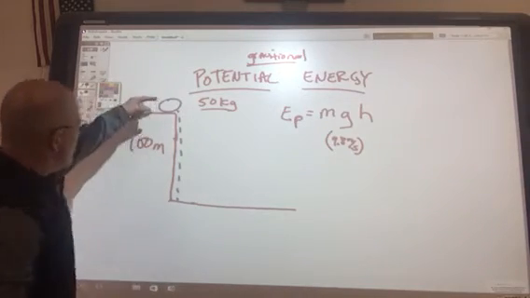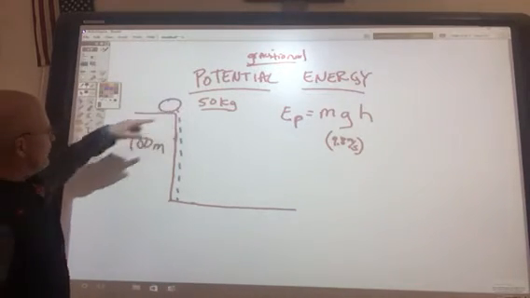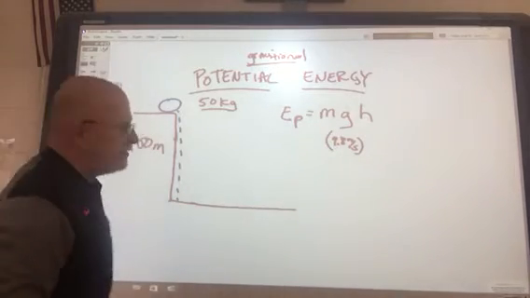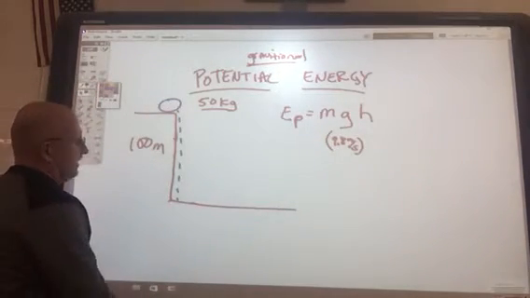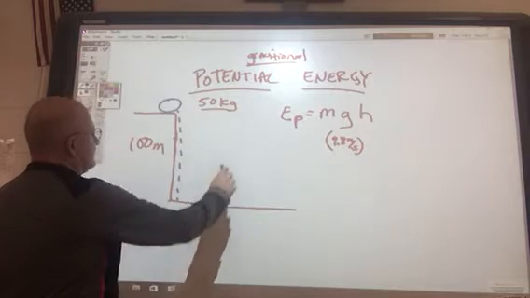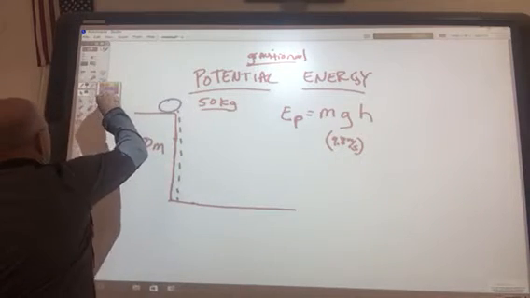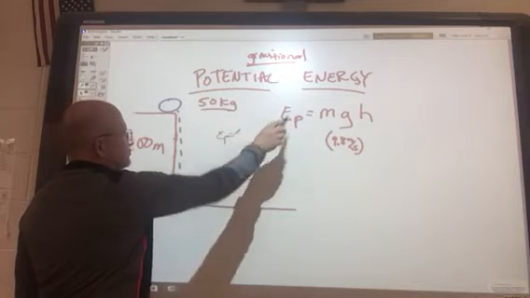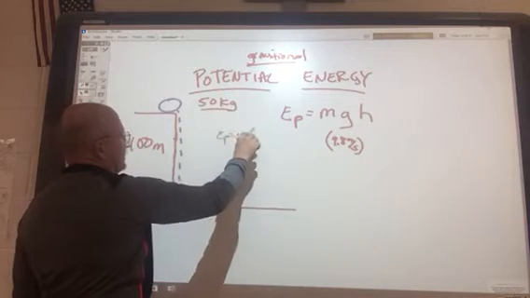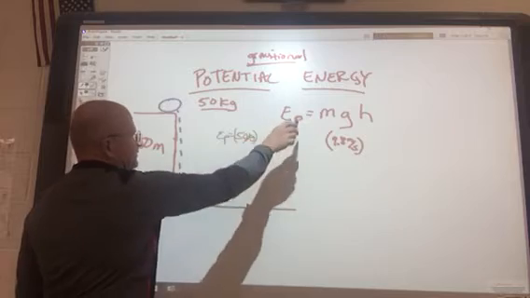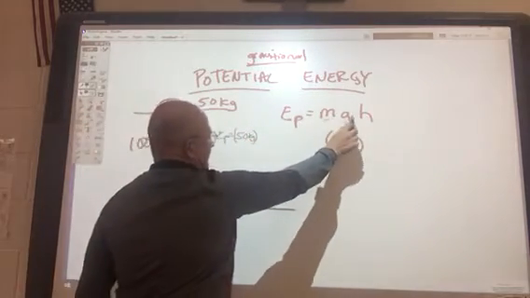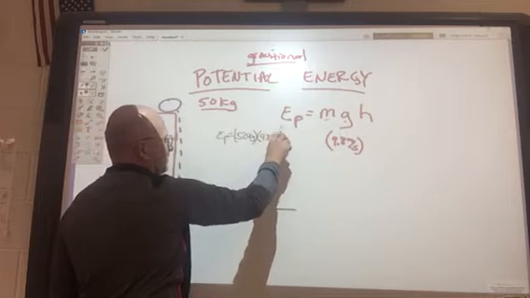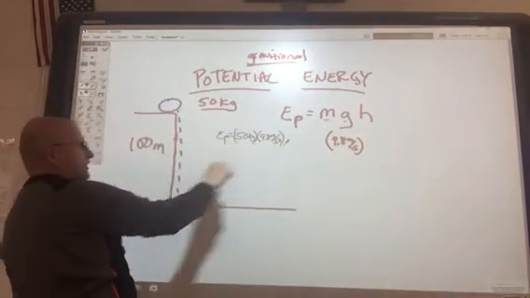So let's look at our 50 kilogram rock that is sitting on a 100-meter cliff. How much gravitational potential energy does it have? Well, come on, how hard is this going to be? Let me make my writing a little smaller so we can put that up here. EP equals the mass, which is 50 kilograms, times the gravity, 9.8 meters per second squared, times the height, which is 100 meters.